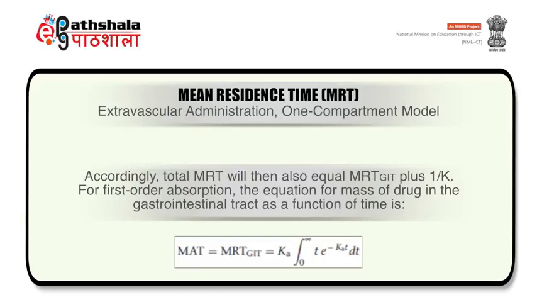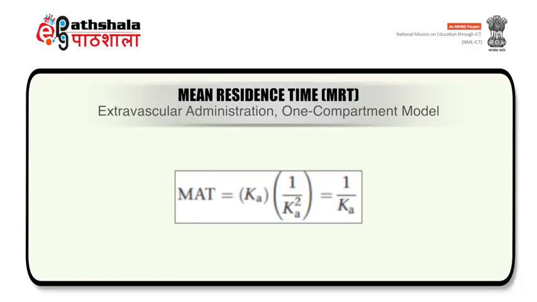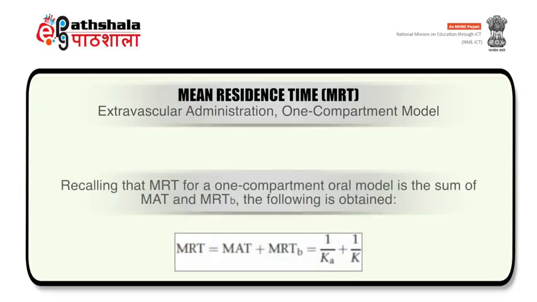For first order absorption, the equation for mass of drug in the GIT as a function of time can be given, and MRT GIT is equal to Ka times the integral from 0 to infinity of t e to the power minus Ka t dt. On integration, we get MAT or MRT GIT is equal to 1 over Ka, where Ka is the absorption rate constant. Recalling that MRT for a one compartment oral model is a sum of MAT and MRT-B, the following is obtained. That is, MRT is equal to MAT plus MRT-B, which is equal to 1 over Ka plus 1 over K.